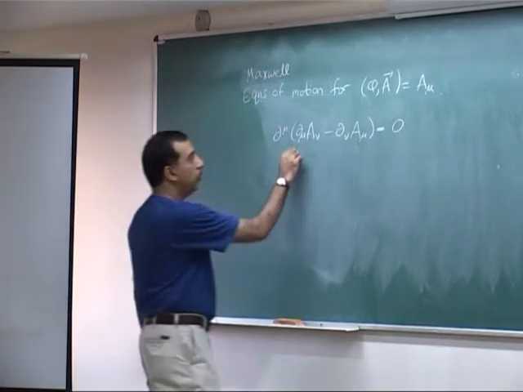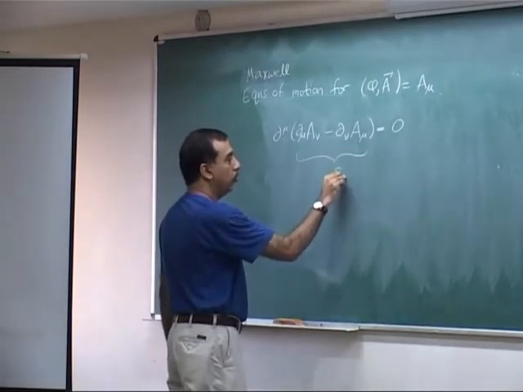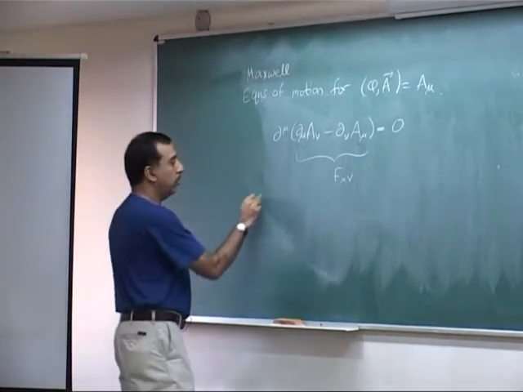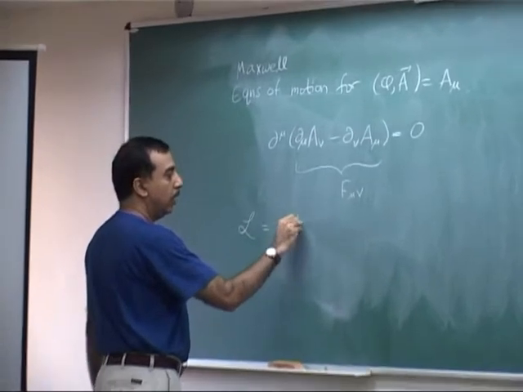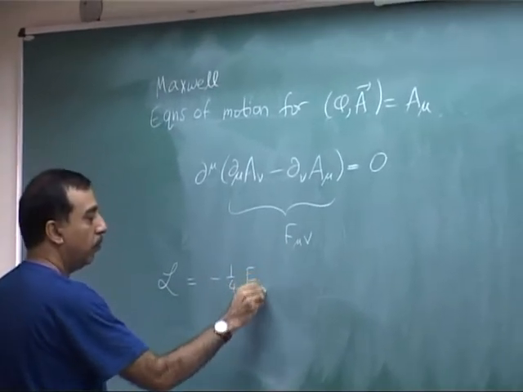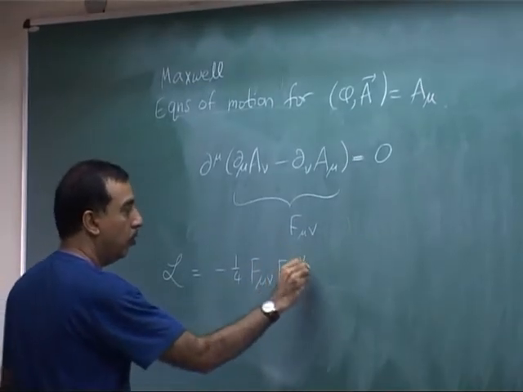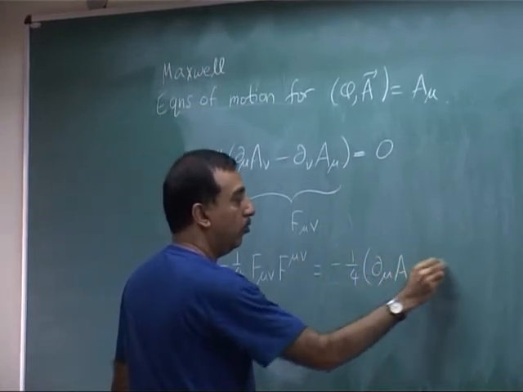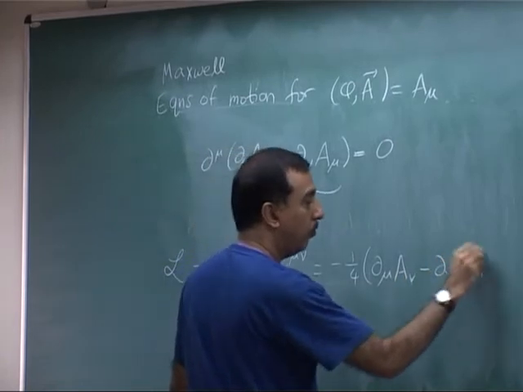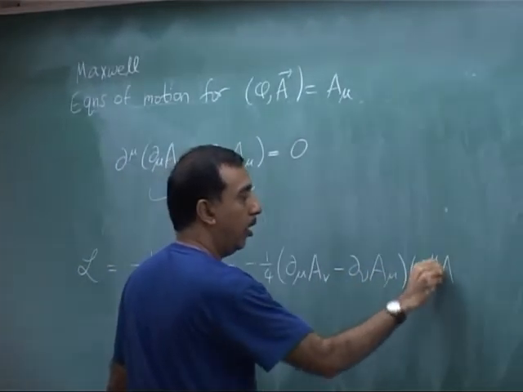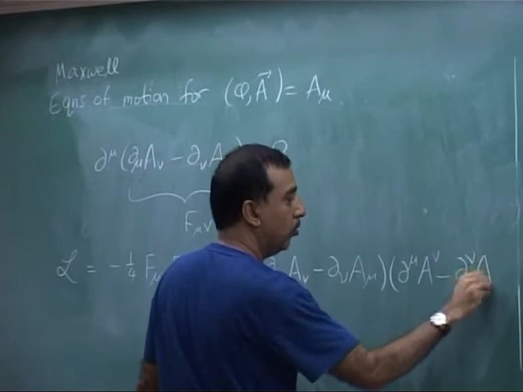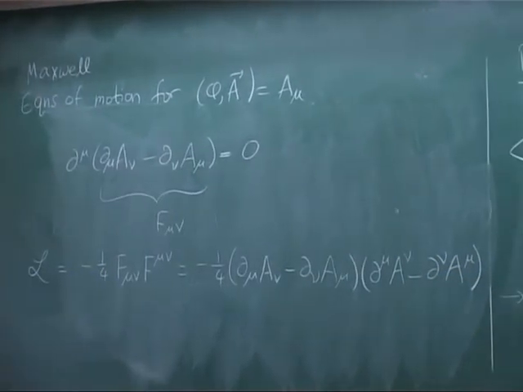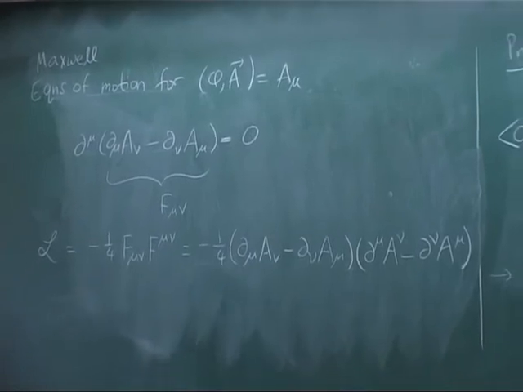Okay, and you're familiar with the fact that this is called F mu nu. It's just a definition. And the corresponding Lagrangian from which you get this is minus 1/4 F mu nu F mu nu. So it's minus 1/4 (del mu A nu minus del nu A mu)(del mu A nu minus del nu A mu). Okay? So this is the Lagrangian that gives Maxwell's equations.